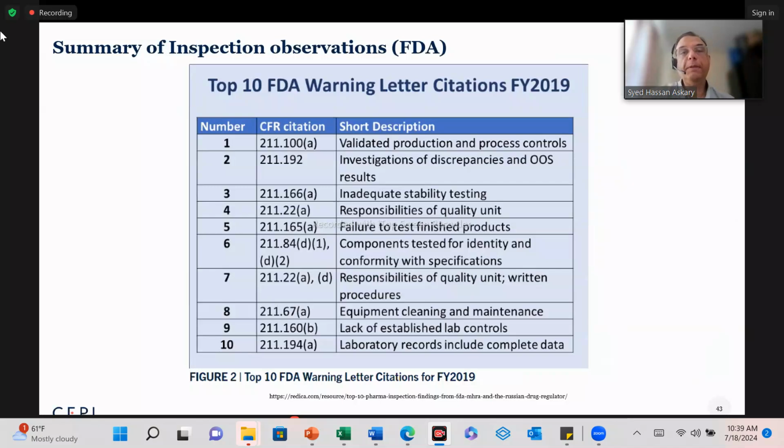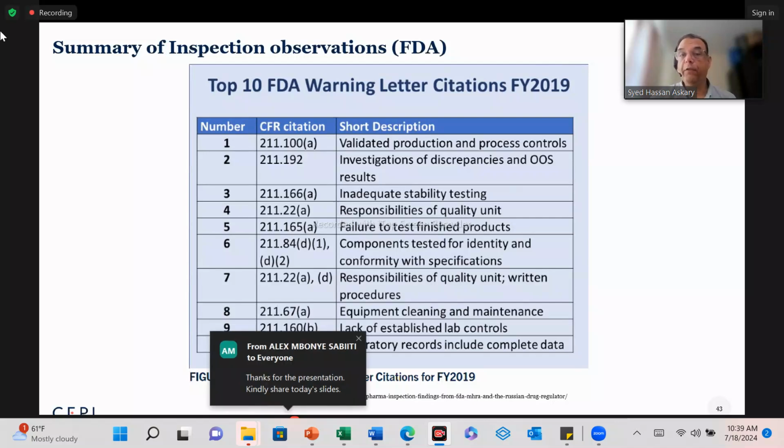What are some of the top 10 FDA warning letter citations? Number one, you can see, is unvalidated production and process control. Again, the quality systems, right? And then the investigation of discrepancies and OOS results, which is also very critical. For FDA, this one is very critical, and it is also required in the dossier to list a summary of all the discrepancies observed or the OOS results, and discuss the root cause analysis and outcome.